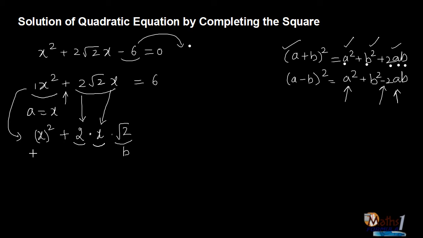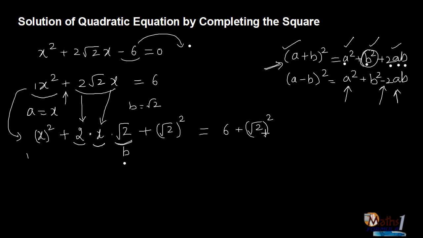So what is missing to complete this as a square, like a plus b whole square? What is missing is b square. We understood that b is going to be root 2, so I'm going to add root 2 whole square to the equation. If I add this on the LHS, I need to add that on the RHS as well, root 2 whole square. Now, we did not change the equation at all.